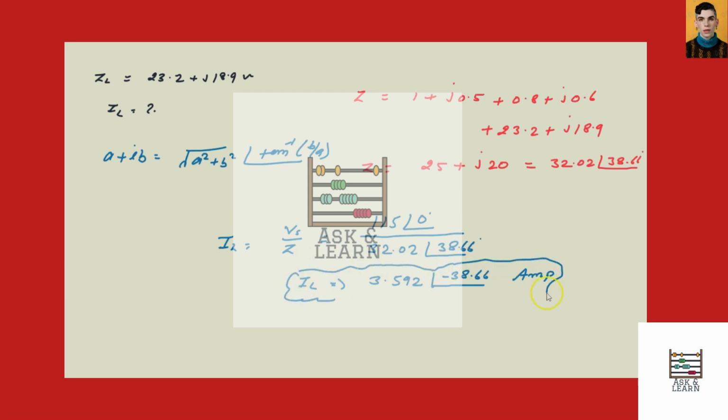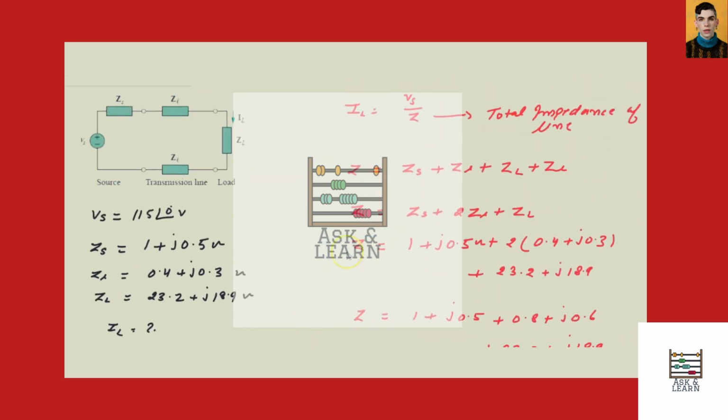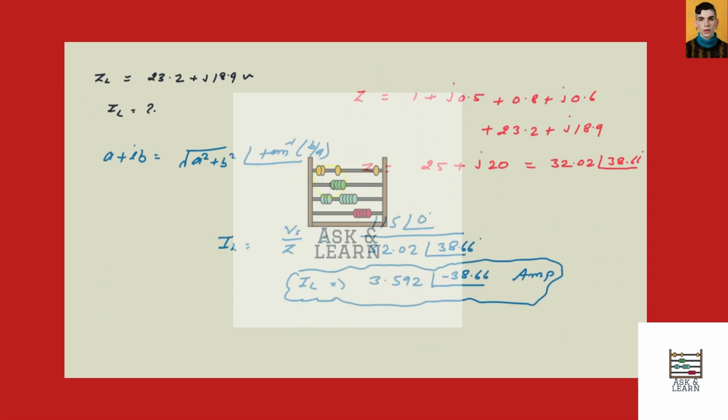So in this problem, first we calculate the total impedance Z by using the series combination of all the impedances. Then the load current IL is given by Vs upon Z, where Vs is the source voltage and Z is the total impedance. This is given by 32.02 angle 38.66, and the resultant current is calculated this way.